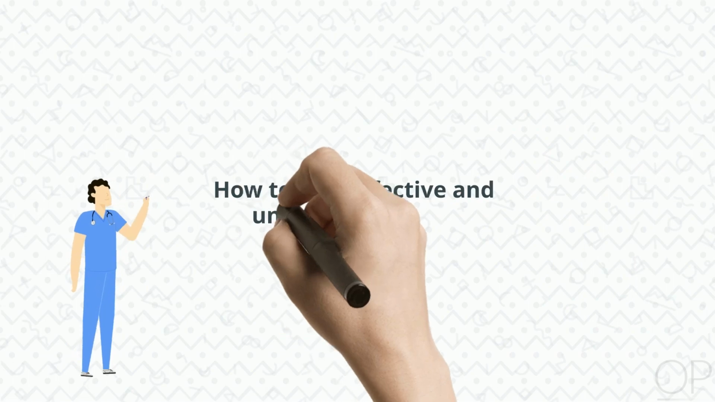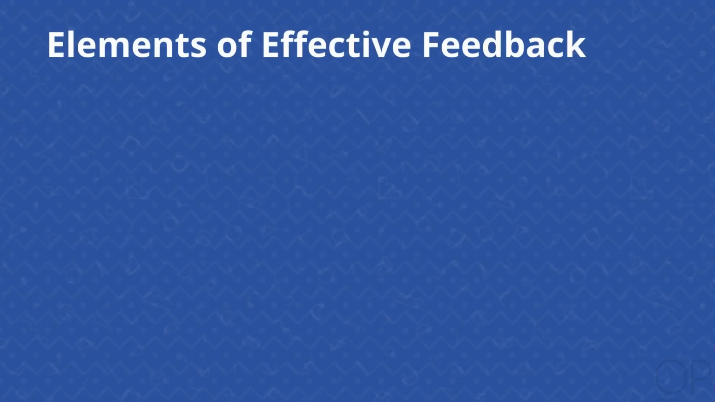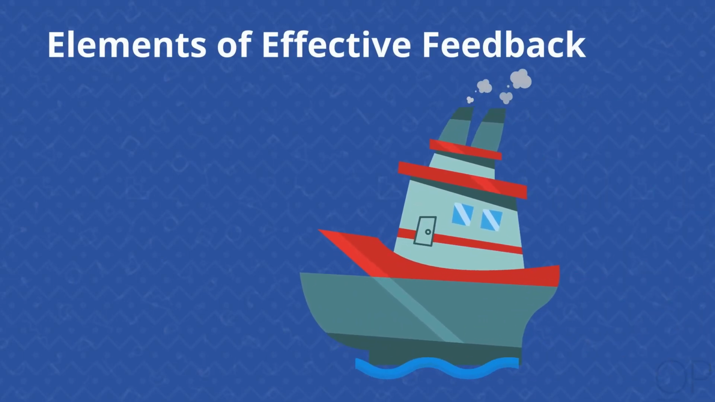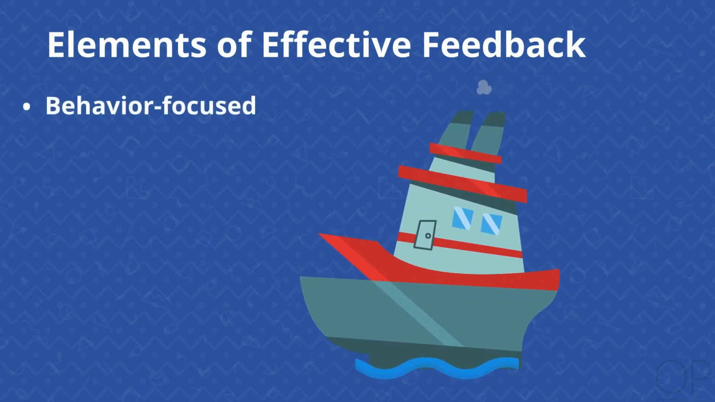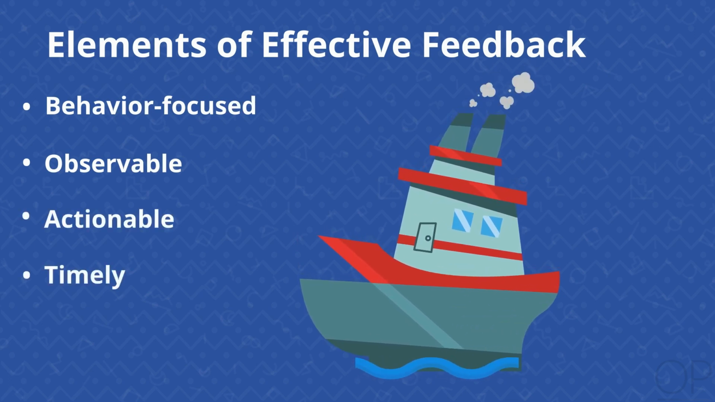How to give effective and unbiased feedback. Now we'll go through the 5 elements of effective feedback. We can use the BOATS mnemonic to help us remember the different elements. Effective feedback is behavior-focused, observable, actionable, timely, and specific.